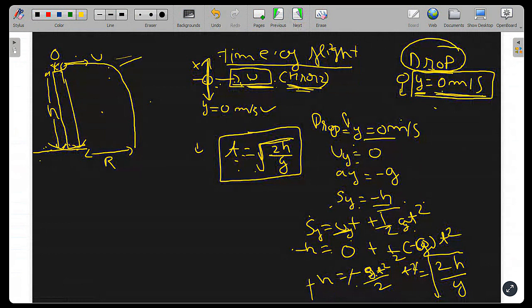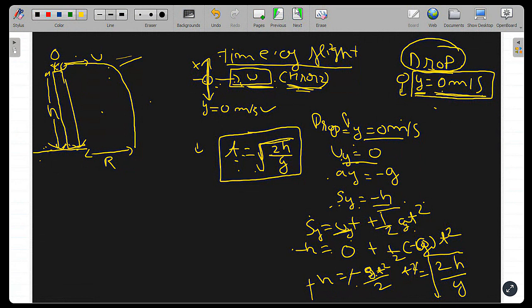Take y as 0. uy is 0, the acceleration in the y direction is equal to minus g, and the displacement in the y direction will be minus h. And then put the values. What should I explain? You can see it, you have already done it before. Just for the revision, you will put the values and you will get the answer.